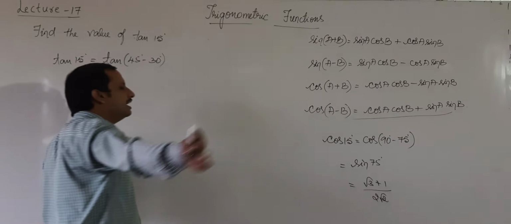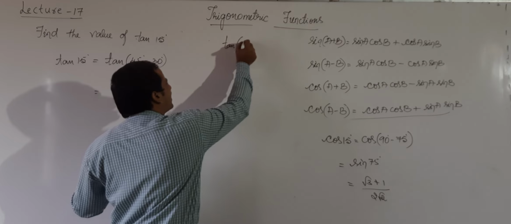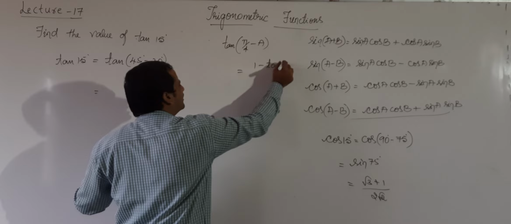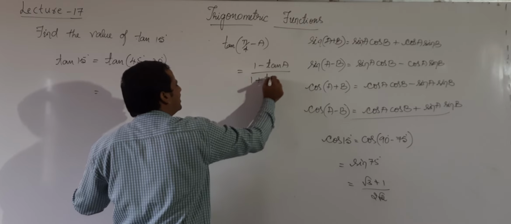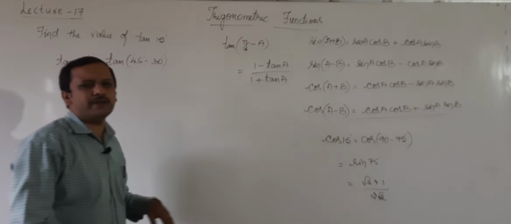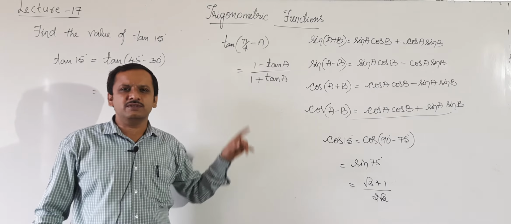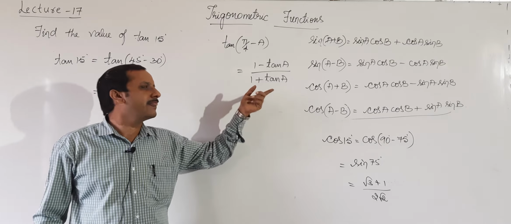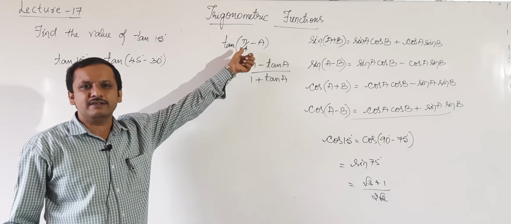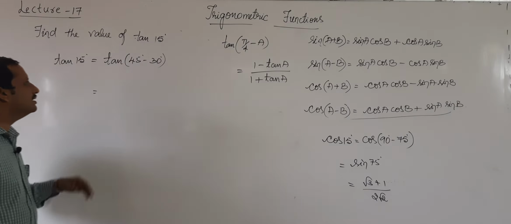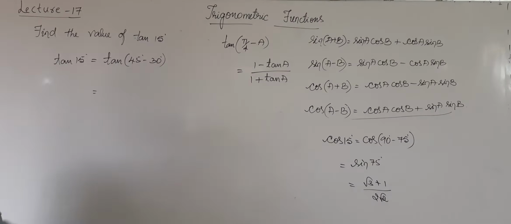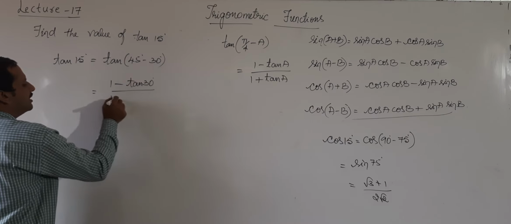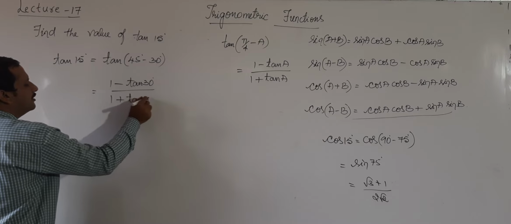This looks like, yesterday I derived one formula, tan pi by 4 minus a. Do you still remember the formula? This is equal to 1 minus tan a by 1 plus tan a. In yesterday's video, this was our last derivation. Pi by 4 radians is equal to 45 degree. So if I use that formula, this directly is equal to 1 minus tan 30 degree divided by 1 plus tan 30 degree. Okay, this you can do.